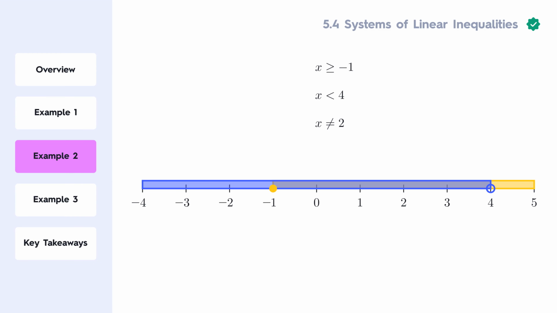This means that we should exclude the point 2 from the solution by placing an open circle at x equals 2 without shading over it. Now that each inequality is graphed, let's find the overlapping region where all three conditions are satisfied.